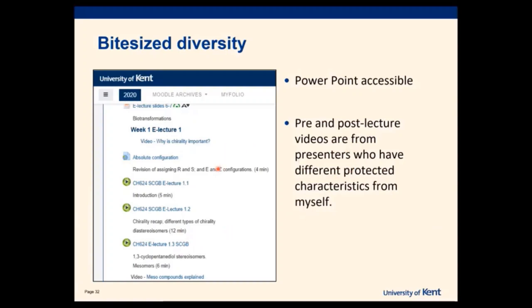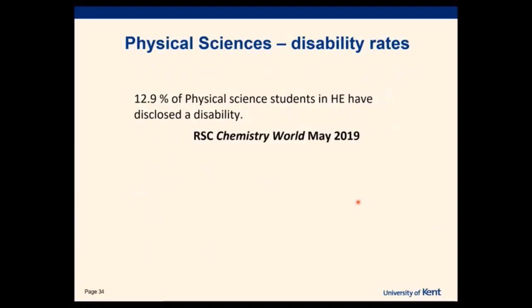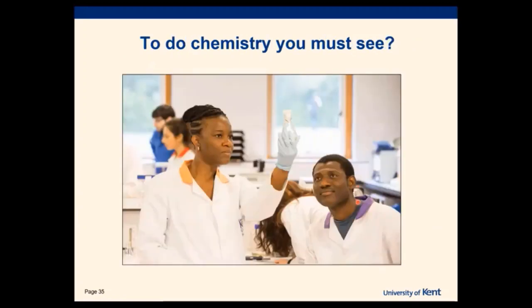And included in there, you can include videos from outside sources with people from different characteristics, improve diversity as well. And the students really appreciate this and find them a lot more accessible. And you can have these as pre-lecture material, which helps with attention deficit disorder and autism, but everybody enjoys them as well. So in the physical sciences, the disability rates are even worse than the average sector. We're about 13%.